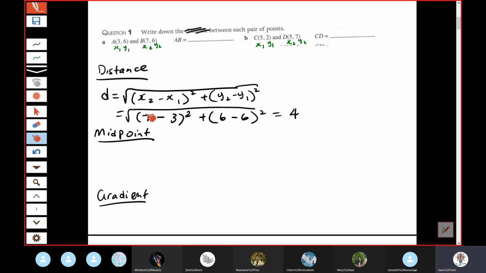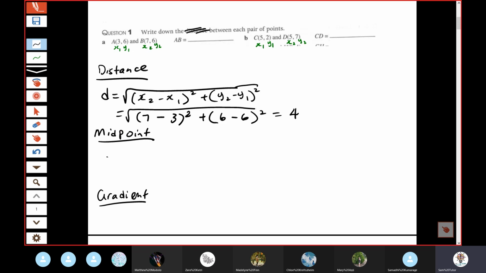So square root, bracket 7, take away 3, close bracket squared, plus bracket 6 take away 6. Yep. You should get 4. I'll wait for you. Tell me when you get 4. Yeah, I got 4. So the 2s are not there. That's just to tell you which one to choose, right? Okay. Cool. All right. Maybe Matt, you can try the midpoint then.